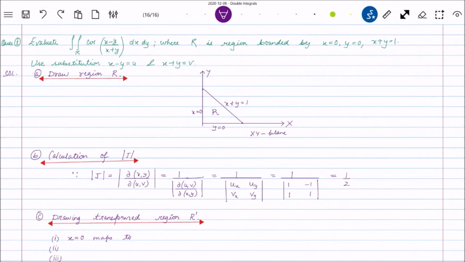So Gaurav Kumar, where are you? Yes, sir. Please put x equal to 0 in both of these equations. What will you get? Sir, y is equal to -u and v is equal to y, so u is equal to minus v, u is equal to minus y.